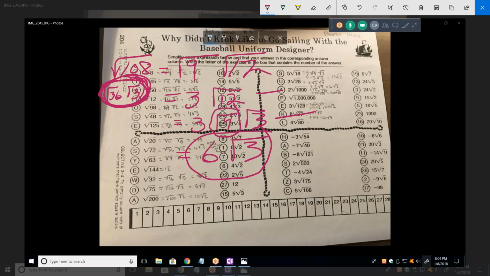So what's the answer here? 30 times radical 3. Right there.